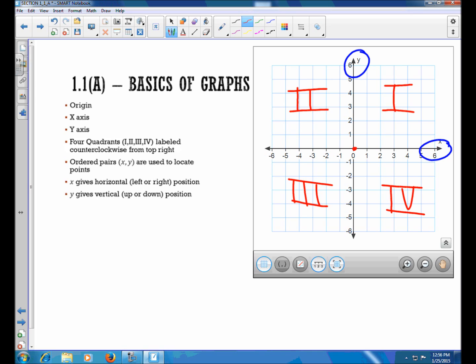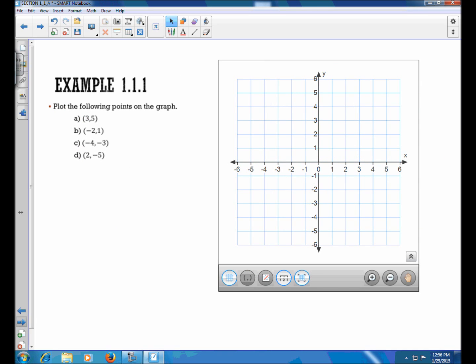When we look at a graph, we use ordered pairs in order to locate points. Ordered pairs are written in the form (x, y). And so the x-coordinate tells us whether to go left or right. The y-coordinate tells you whether to go up or down. And you would use those coordinates to plot points on the graph. So the next thing we're going to do is practice plotting some points.